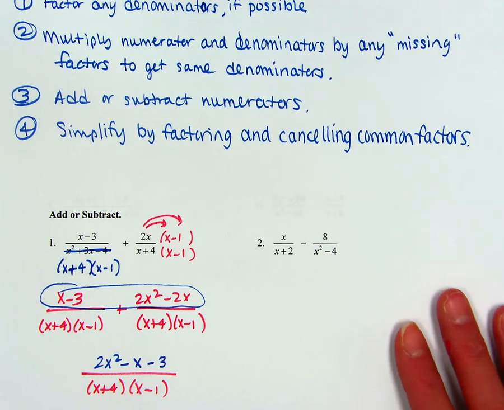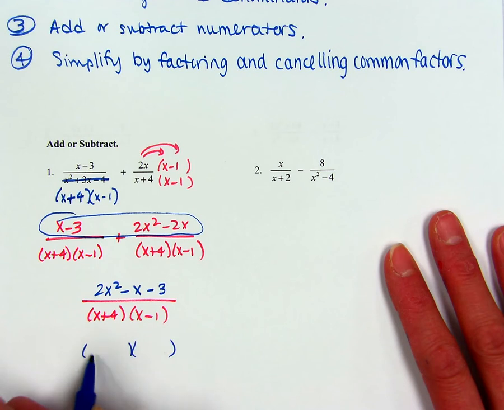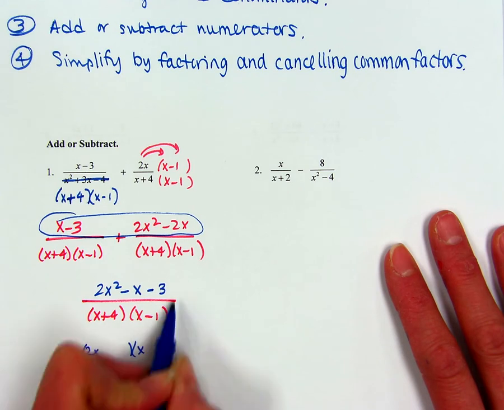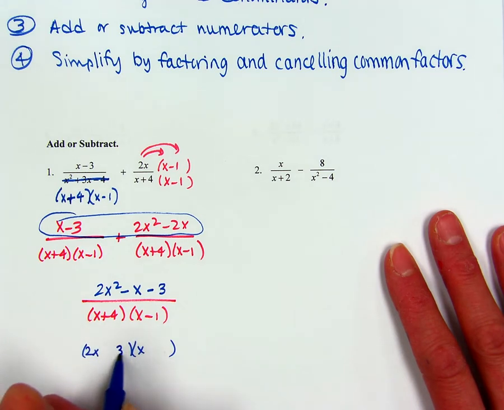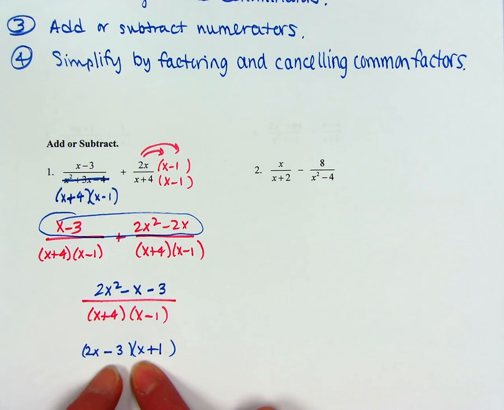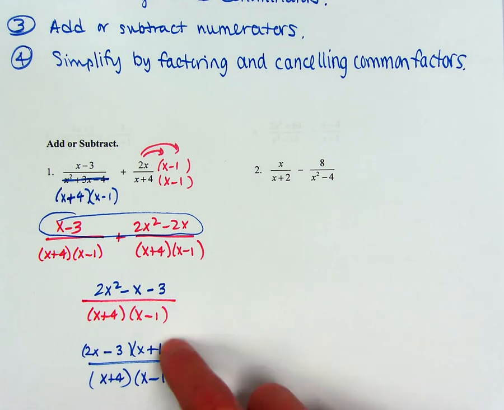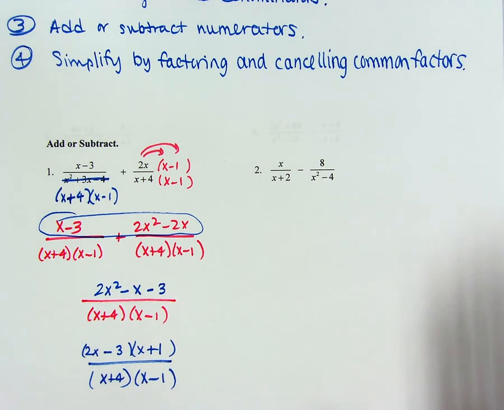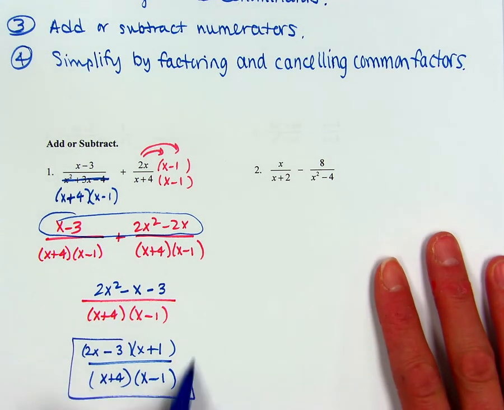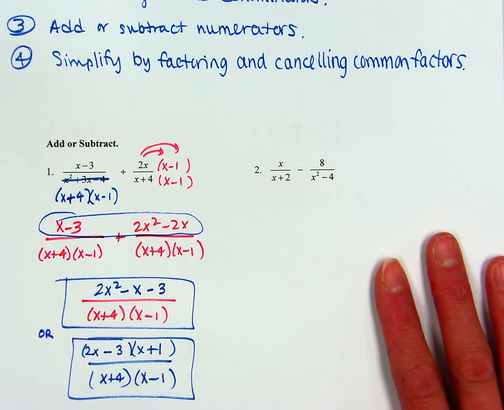So step 4 is to try to factor and simplify. We could try to factor the top. What multiplies to 2x squared is 2x and x. What multiplies to 3 is 3 and 1. And if I do -3 and +1, outer times outer is 2x minus 3x, that adds up to -1x. If you notice, though, none of those factors are exactly the same as anything on the bottom, so you can't cancel anything out. You could leave your answer like this, or this answer is okay as well, since it really didn't simplify.